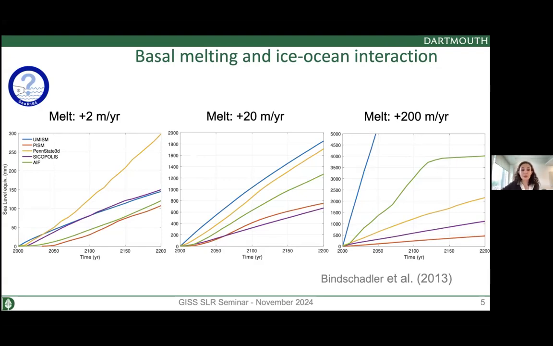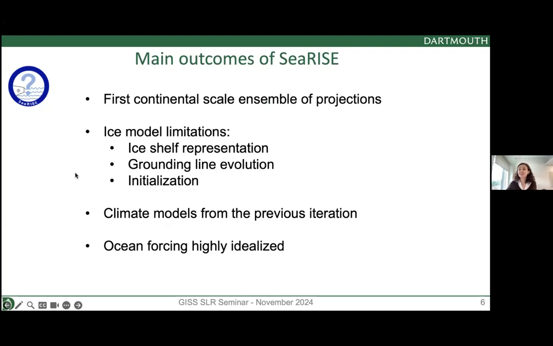What was the result of all that? Well, Seroussi was the first continental scale ensemble of projections, but it has many, many limitations, and I just showed you a few of those. First, the ice models had limitations themselves. Some of these models had no ice shelves.